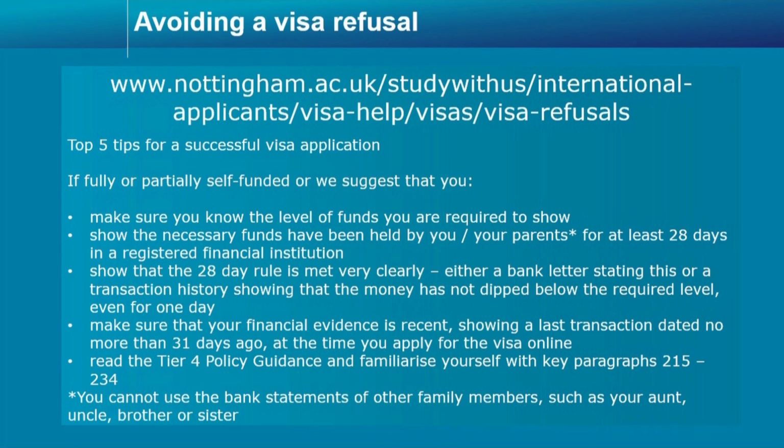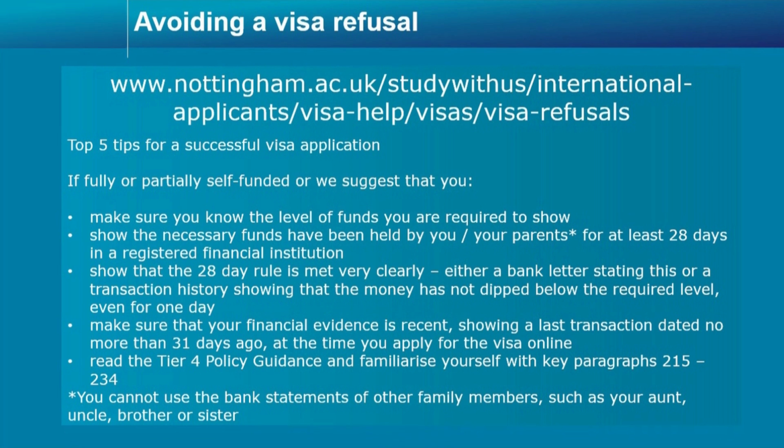The UKVI has lists for some countries of financial institutions which they deem to be acceptable and unacceptable, and you can check that either on our website or in the immigration rules, or contact the Visa and Immigration team if you want to make sure that your bank is accepted. You should also show that the 28-day rule is met very clearly. So as I mentioned previously, if you do not have a full transaction history covering 28 days, then you should ask your bank for a letter which confirms the amount of money instead. Also, make sure that your financial evidence is recent, so very recently dated with a transaction in the last 31 days at the time of your online visa application.